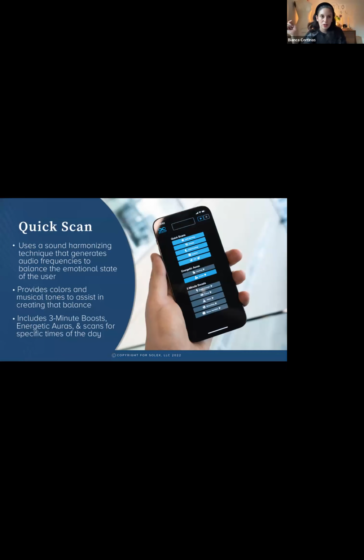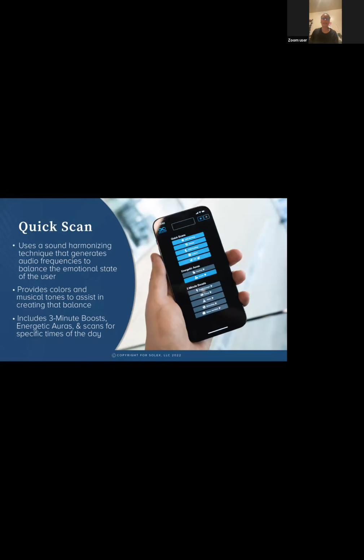So let's go through a little bit on each of them, and tell everyone what each thing is about, even though we've talked about how we use the different things. The quick scan uses sound harmonizing techniques that generate audio frequencies to balance the emotional state of the user. It provides colors and musical tones to assist in creating that balance, and includes a 3-minute boost, energetic aura, and scans for a specific time of the day. On the screen, the quick scan has morning, midday, evening, and custom, which is the one I usually use because I can choose my general supplements as well as my time of day supplements. Then it gives me a longer list, as opposed to if you just hit evening, which gives a smaller list of supplements.